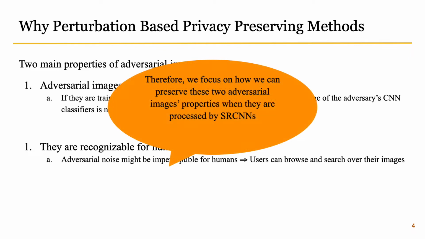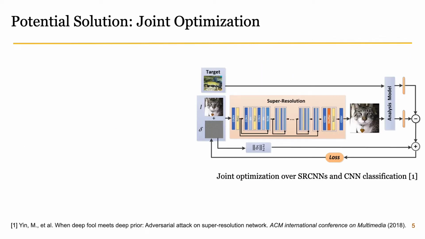As a result, we focus on how we can preserve these two adversarial image properties when they are processed by SRCNNs. Generating low-resolution adversarial images with these two properties is shown to be feasible by joint optimization. In this scenario, both target SRCNN and classifier are known and their hyperparameters are available to users. Therefore, the user can learn adversarial low-resolution images with the property of fooling the target classifier.